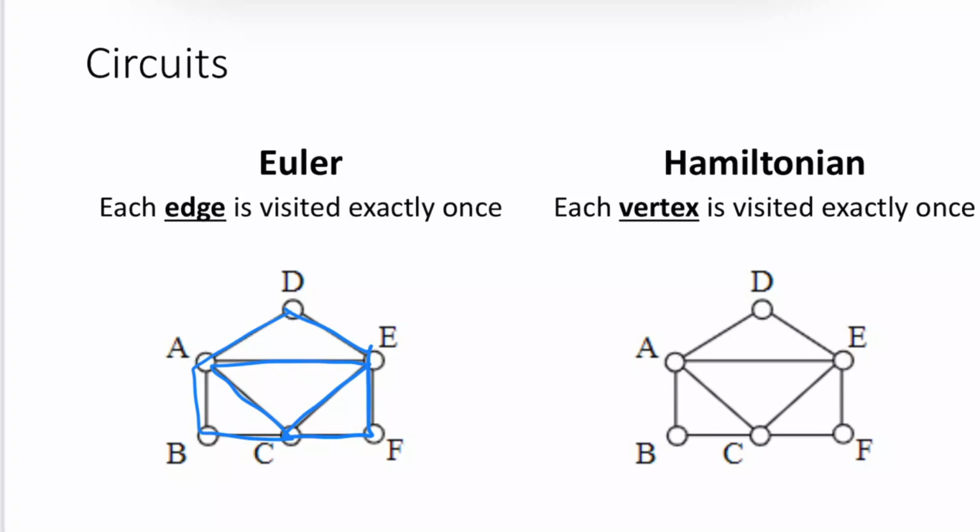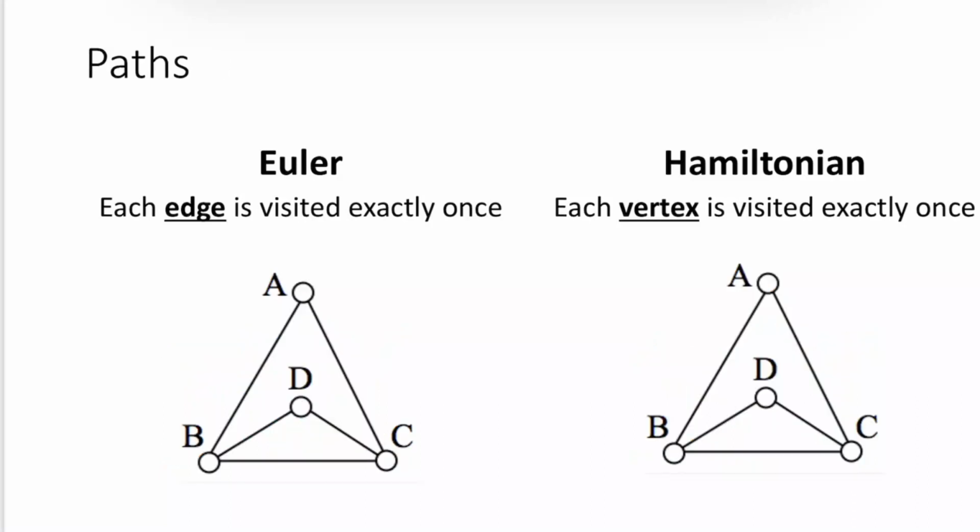But a Hamiltonian circuit is one where each vertex is visited exactly once. So this would be an example of a Hamiltonian circuit because I went to each vertex exactly once, and it doesn't really matter if you cover all the edges or not. Just like in Euler circuits, it doesn't matter if you visit the same vertex multiple times. Like in this one, I visited vertex A twice. And so with Euler circuits, the important thing is to visit each edge exactly once. And with Hamiltonian ones, you want to visit each vertex exactly once.